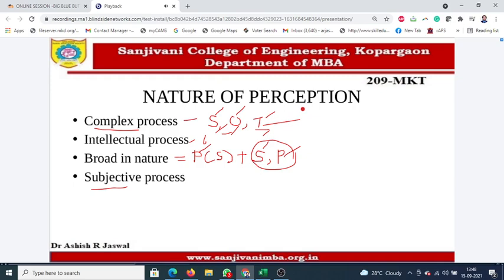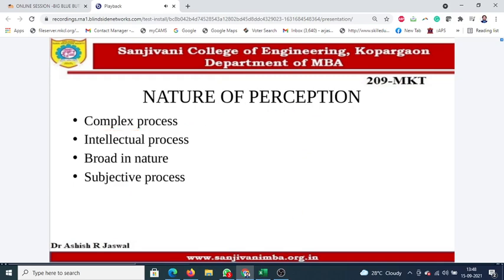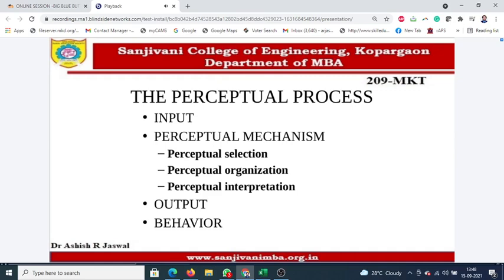Let us try to understand again an important part of perception that is related to the perceptual process. If you look at the perceptual process given on the screen, it has four components. Component number one is input, second is perceptual mechanism, which has three substeps: selection, organization, interpretation. Then you have a third part which is output, and the fourth part which is behavior. That is what we need to understand. Let us try to understand one by one all the steps, all the components of the perceptual process.